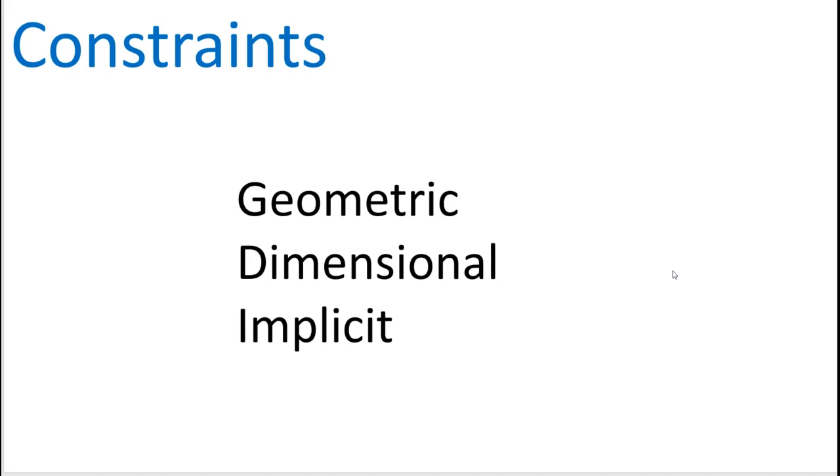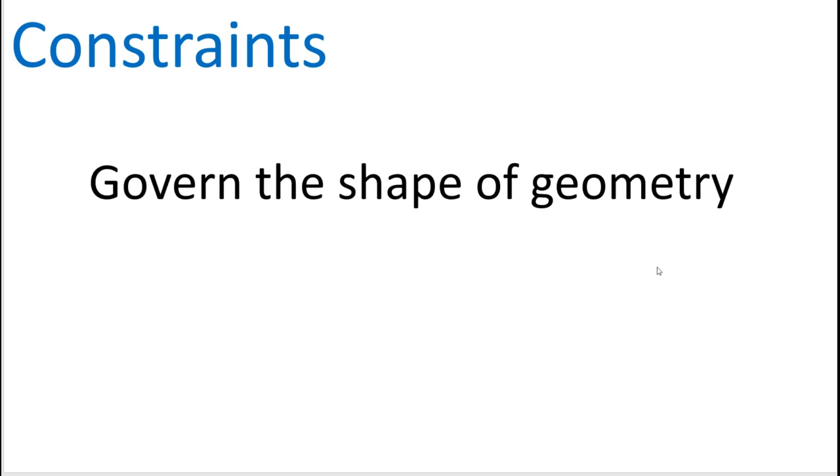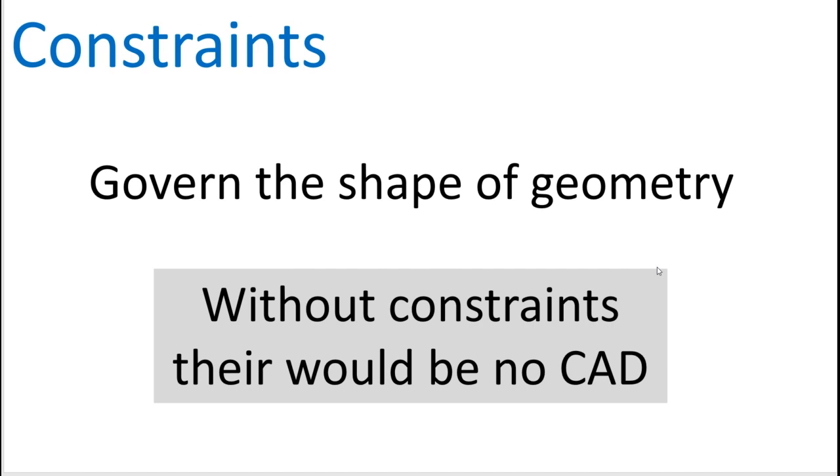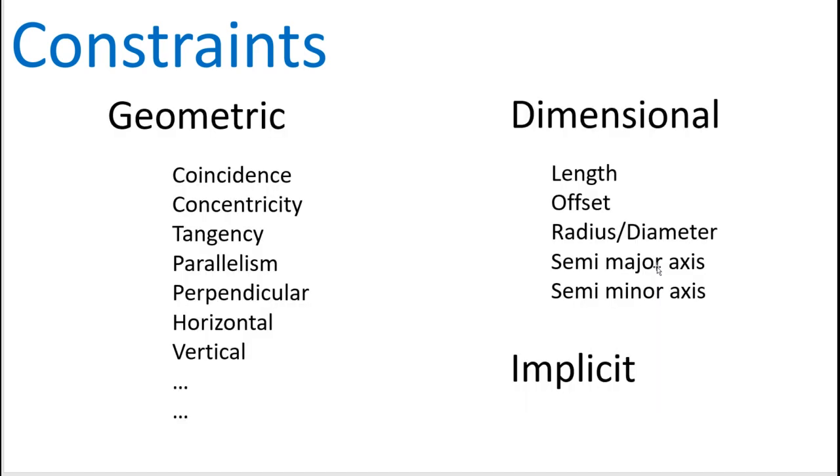This discussion will cover constraints: geometric, dimensional, and implicit. Constraints govern the shape of your geometry, and it's pretty safe to say that without constraints there would be no CAD. There are some basic kinds of constraints: geometric, dimensional, and implicit. You can guess from the list that we're really going to discuss implicit later. We'll focus here on geometric and dimensional.